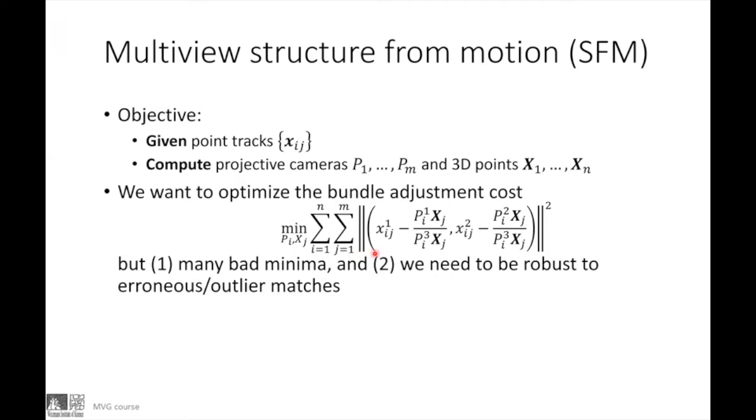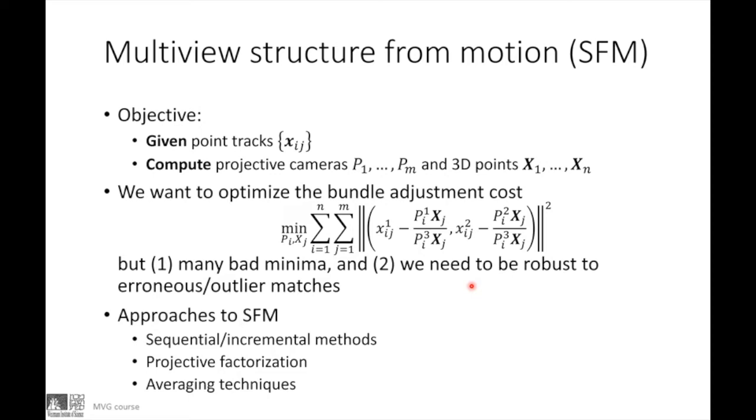The problem is that bundle adjustment has many local minima. Many of them are bad minima. And so we need some way to initialize a bundle adjustment. That's really the main part of all the algorithms that are suggested for this problem. And secondly, we want to be robust to outlier matches. Usually, we match points based on local properties, and those lead to many erroneous matches, and we want to discard these wrong matches.